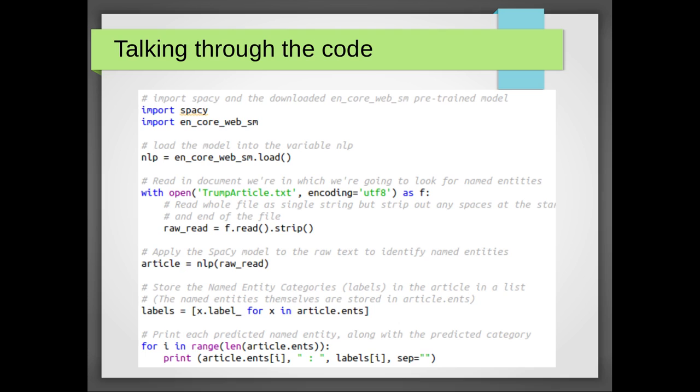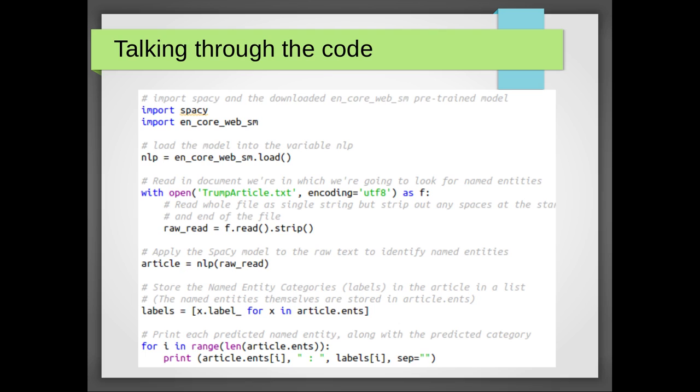So what we're saying is go through. Ent stands for entities here, by the way. So for each entity within the article, grab me the label, and the label will be the type of named entity, the category. And so now we've got a list of all the labels.